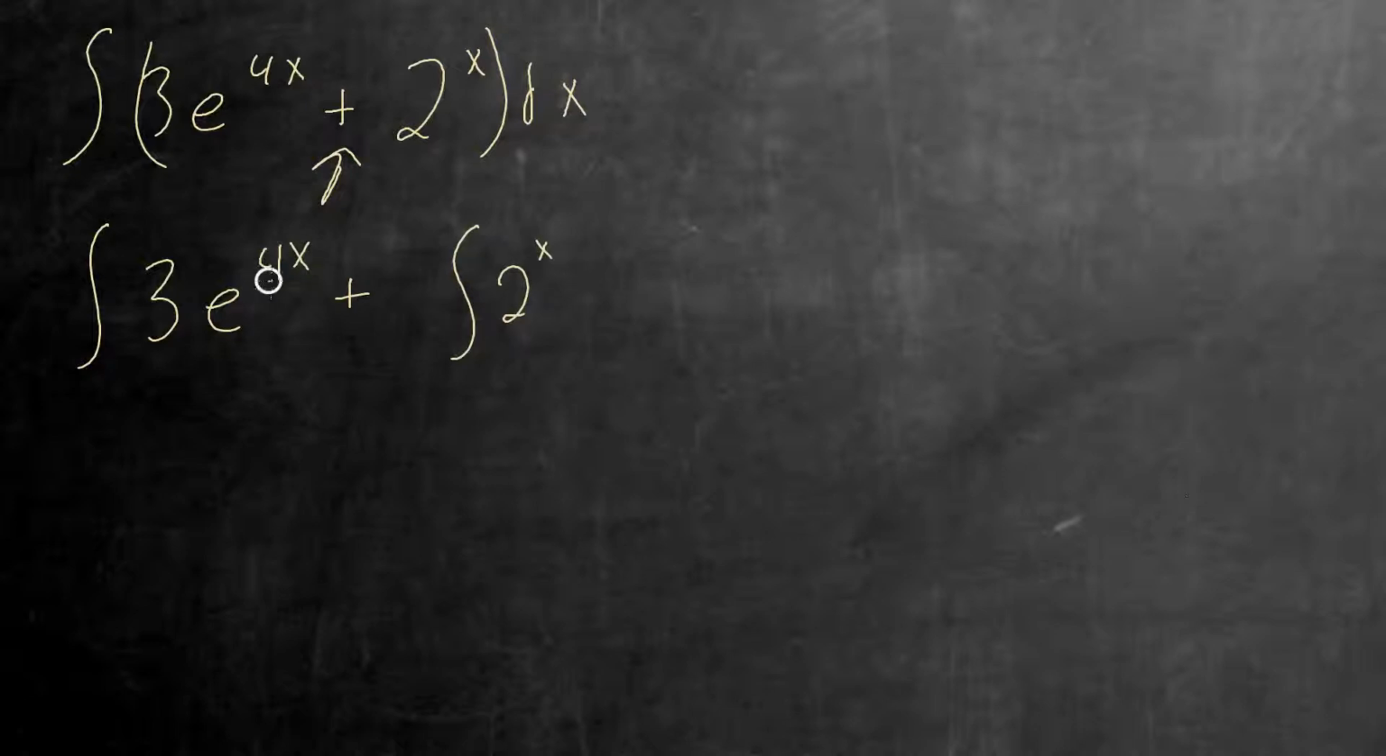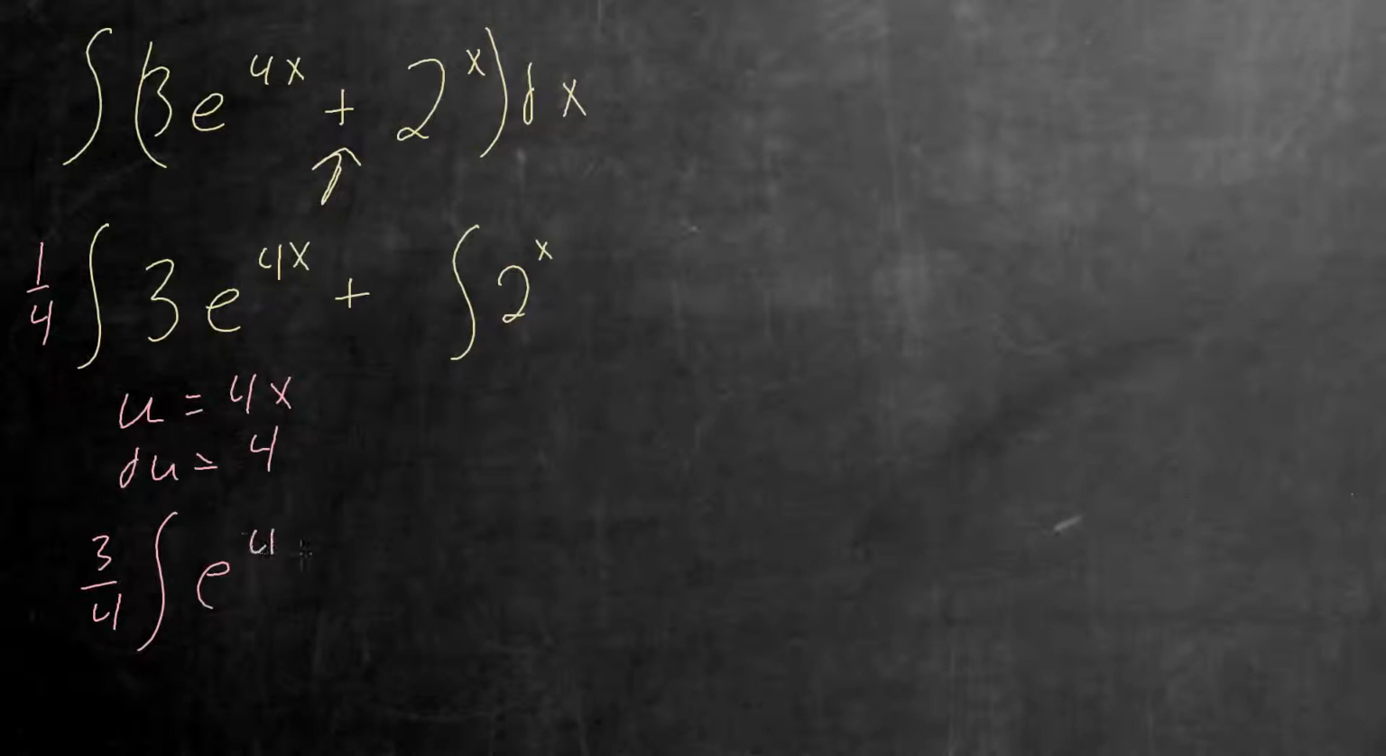Anytime a derivative would have given us a chain rule, we should be in the habit of trying a u substitution. So u is 4x, then du is 4, which means I've got an extra 4 here. So I'm going to take care of that right there. I'm also going to put the 3 out there as well. Remember that 3 is just a constant. So I've got 3/4, the integral of e to the u. The integral of e to the u is e to the u, so 3/4 e to the u plus c.